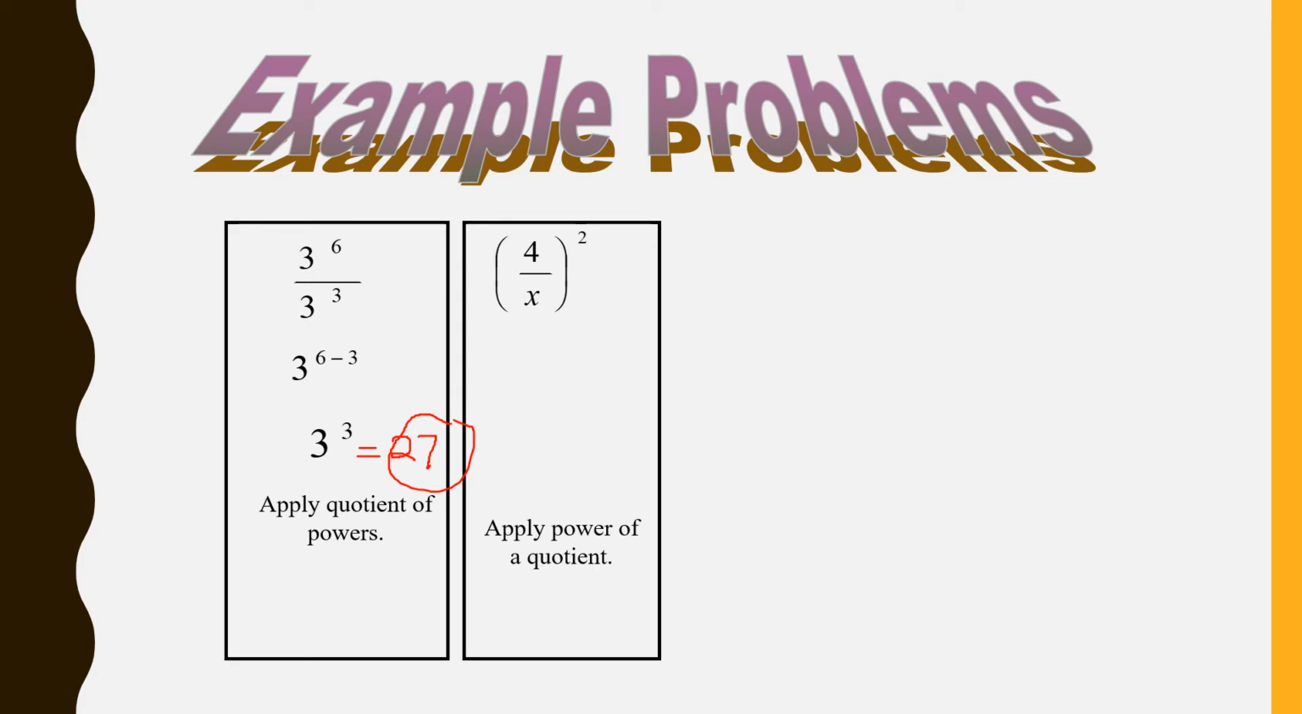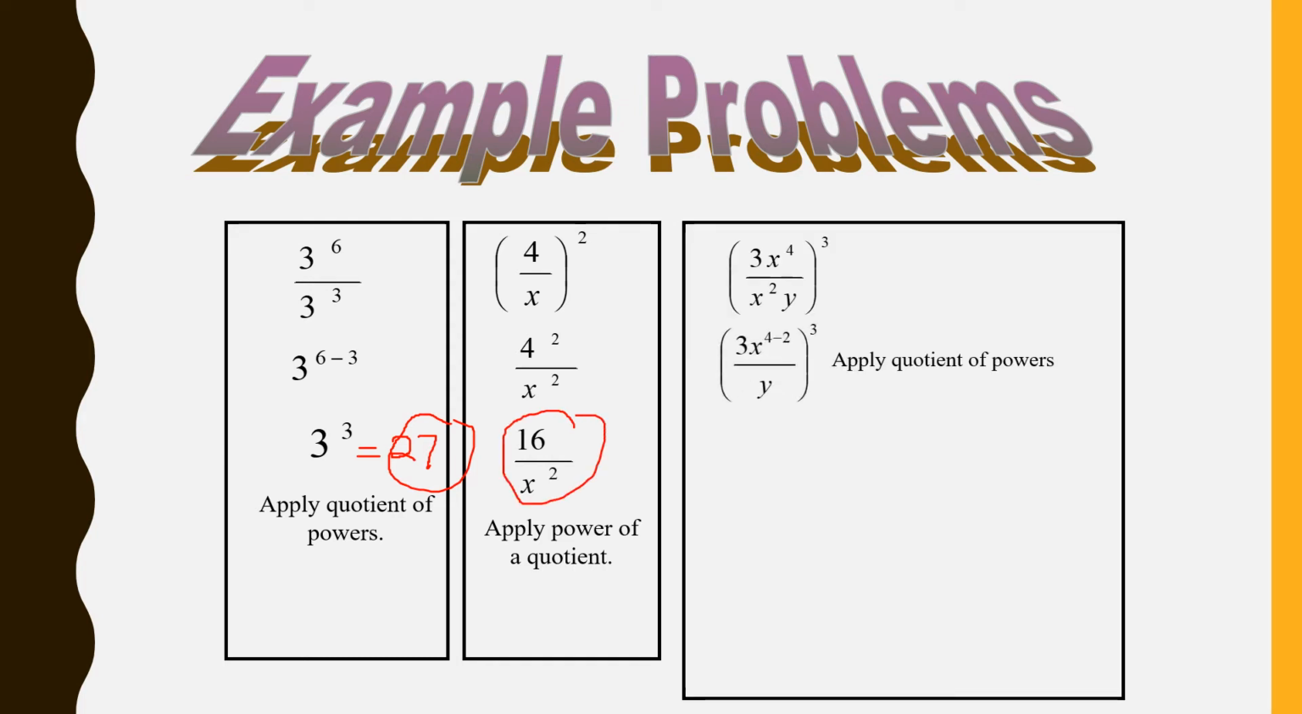Next, we have (4x) squared. Okay? So apply power of a quotient. Okay, so 4 squared and x squared. The final answer is 16x squared. That's it.